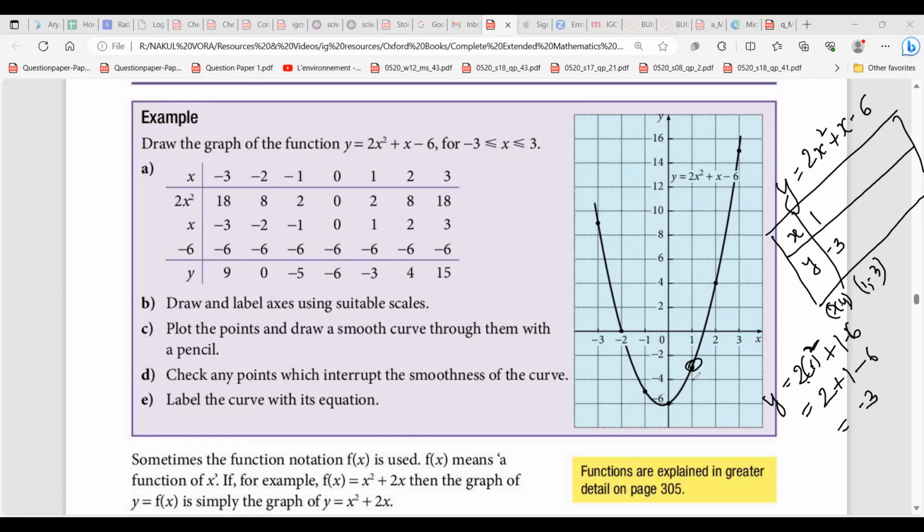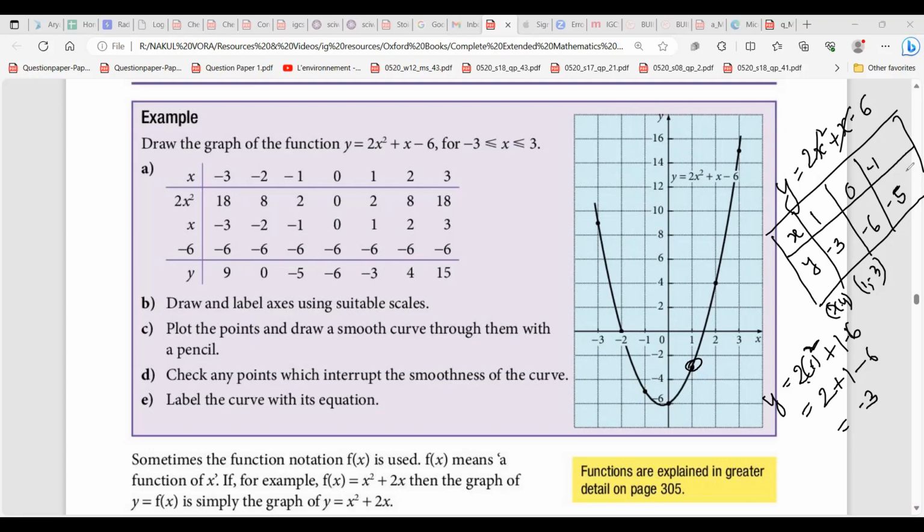Is it clear? Yes, sir. Is it making sense? Now take another value. So let's take x is equal to 0. So y will be 0, 0, minus 6. Now let's take x as minus 1. What will be y? Minus 1 gives minus 7 plus 2, minus 5.